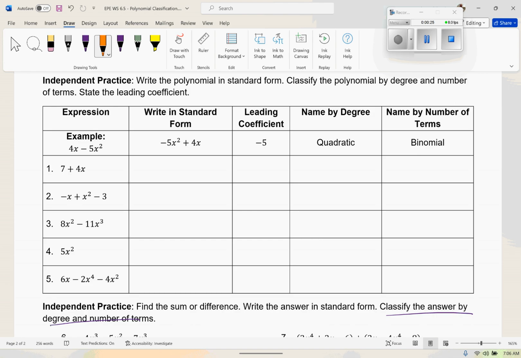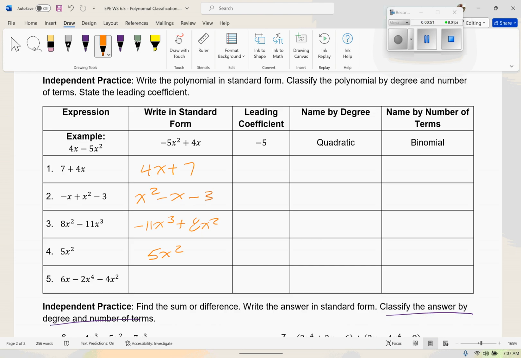So we want to write the expression in standard form, so that I have to change it to 4x plus 7. In fact, let's change all of these to standard form. So x squared would come first here, minus x minus 3. This one, I want the highest exponent first, so that's plus 8x squared. And this one's already in standard form.